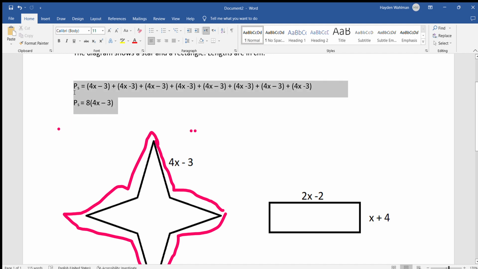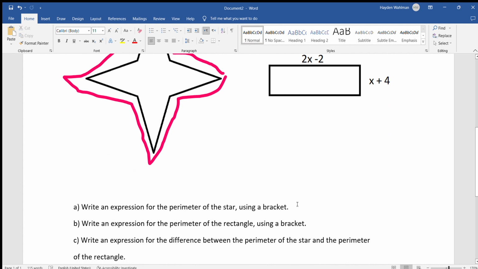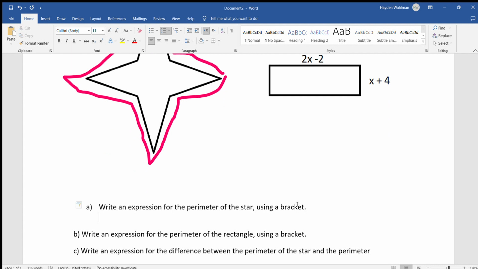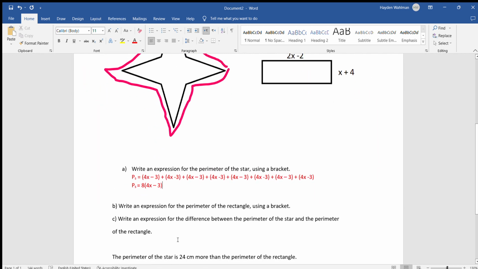Well, let's put this down here where it says, find the perimeter of the star. There it is, okay? Now let's find the perimeter. So this could be our final answer. Even though you don't have to write all of this, of course. You just have to write this last bit, right? Just the 8 times 4x minus 3.